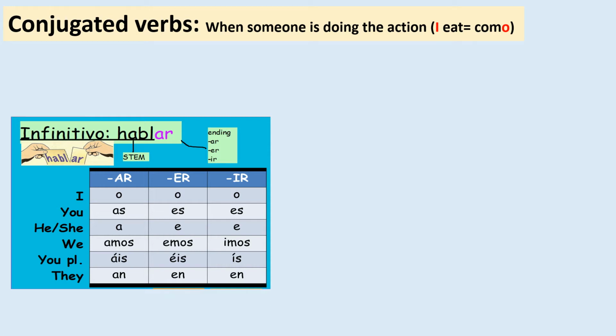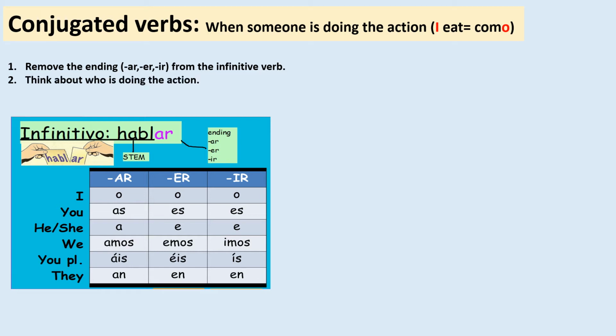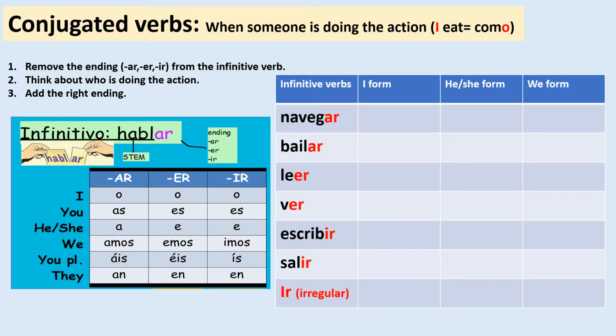There are 3 steps. The first one, we start removing the ending of the infinitive verb. Remember those verbs that end in ar, er, or ir. Then we think about who is doing the action, and then we're gonna add the right ending. So we're gonna practice conjugation together.